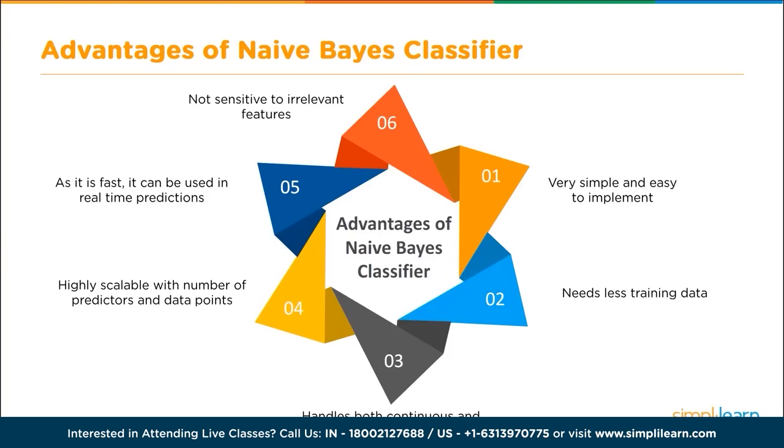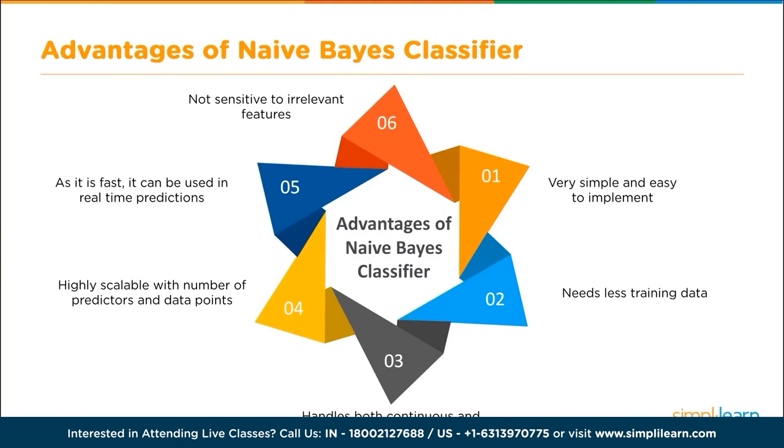It needs less training data, so if you have smaller amounts of data, this is a great, powerful tool for that. Handles both continuous and discrete data. It's highly scalable with number of predictors and data points. So as you can see, you can just keep multiplying different probabilities in there, and you can cover not just 3 different variables or sets. You can now expand this to even more categories.